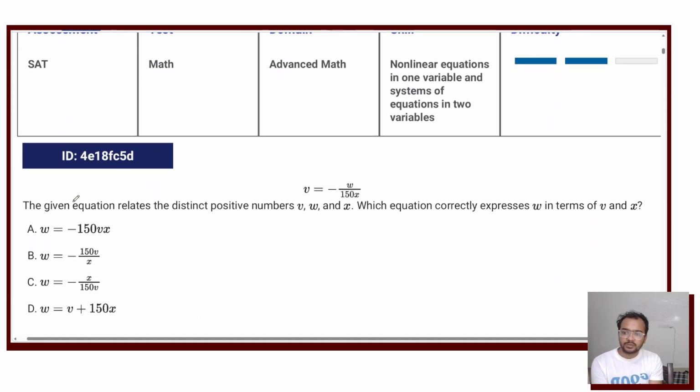So in this problem we are given an equation that relates the distinct positive numbers v, w, x. Which equation correctly expresses w in terms of v and x? So we just need to rearrange this and write w in terms of v and x. So we can bring this 150 to this side. So negative w will be 150 times xv. When you transpose, this denominator will come to the numerator. And when you bring this negative to the other side, this will be negative 150 times xv. So let's see, do we have it here? Yeah, option A will be correct. So another simple problem that hardly takes 10 seconds.